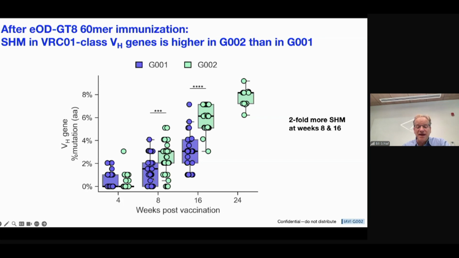And so you can see at week 8, we actually have more mutation in G002 than we do in G001. And that holds up at week 16. And in fact, it's a lot more. It's about twice as much mutation. And actually, we don't currently know how to explain this result. It's correct. It's not a technical error.